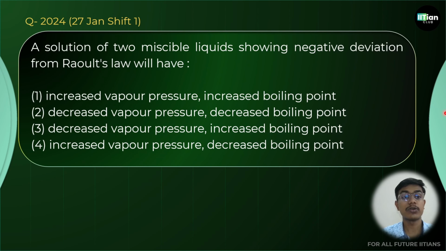The next question is also on Raoult's law: a solution of two miscible liquids showing negative deviation from Raoult's law will have what? If it is showing negative deviation, what happens to the vapor pressure and what happens to the boiling point? You will be able to answer the boiling point part once we do the elevation in boiling point colligative property. So make sure you answer all these questions in the comments.